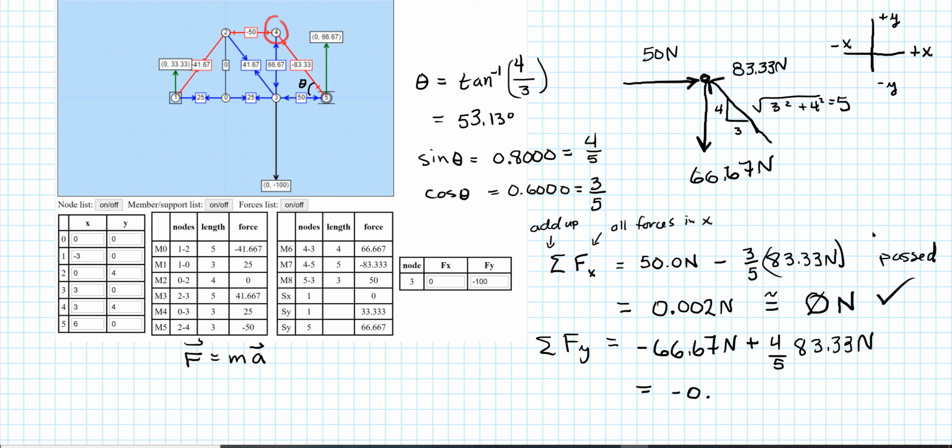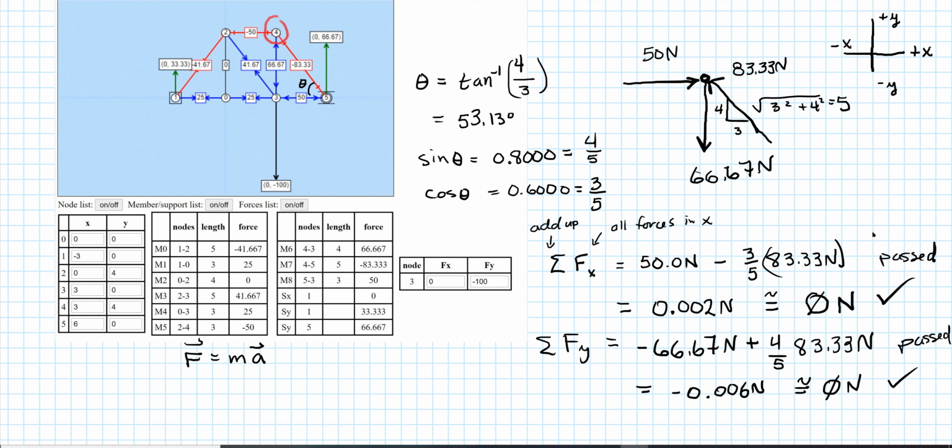And I got negative 0.006 newtons. And so we're going to say that that's close enough to be 0. And so that also checked. So we passed the 2 tests that we were using for consistency. We got that the sum of forces in the x direction was equal to 0, and the sum of forces in the y direction is equal to 0.